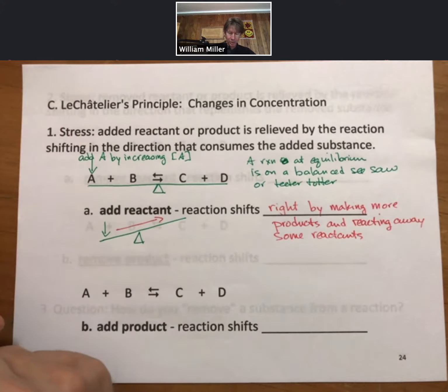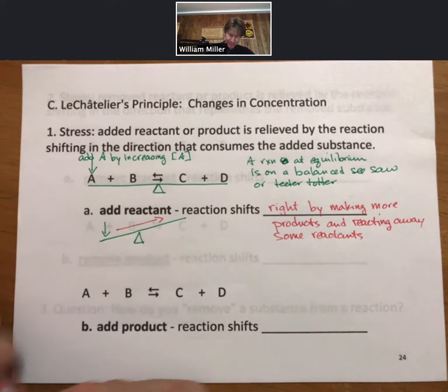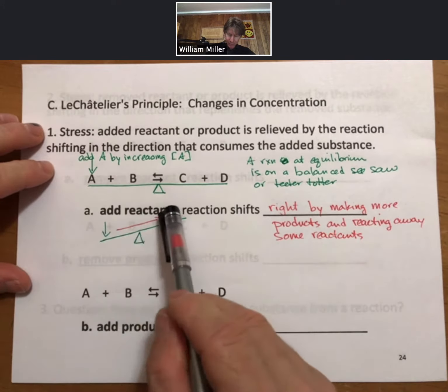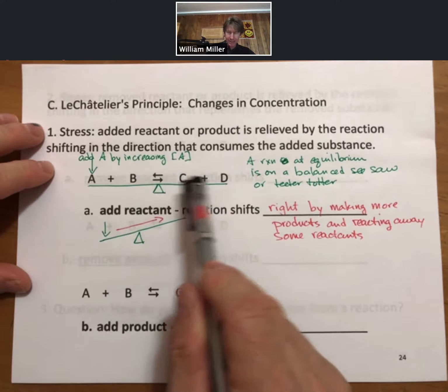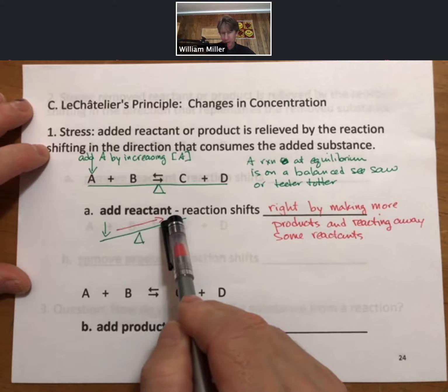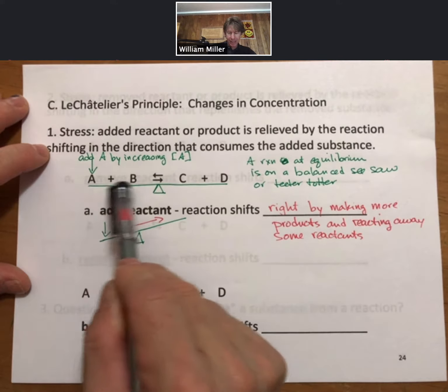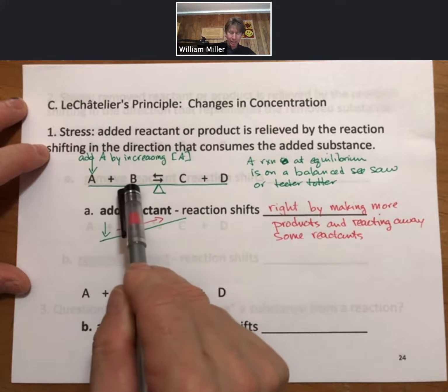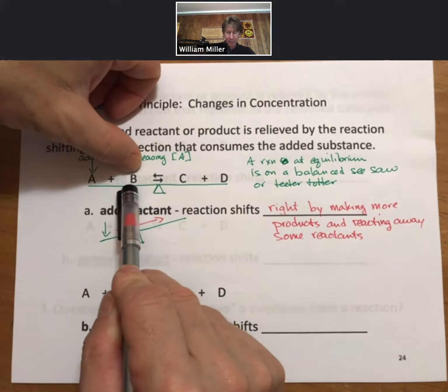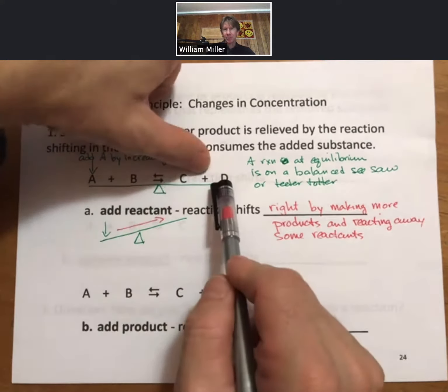Okay, and so you would just add more A. Not only would it, when it shifts right, make both C and D, but when it does the reaction in the forward direction, it would also take away some A and B. So if we were at equilibrium, we had some B, we add more A, we would get rid of some of each of them.